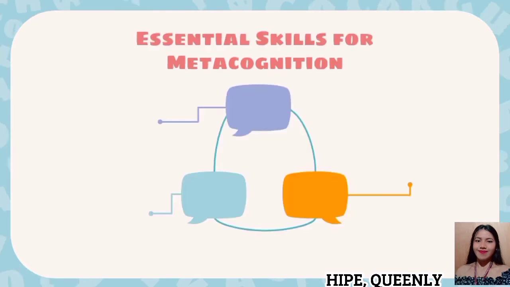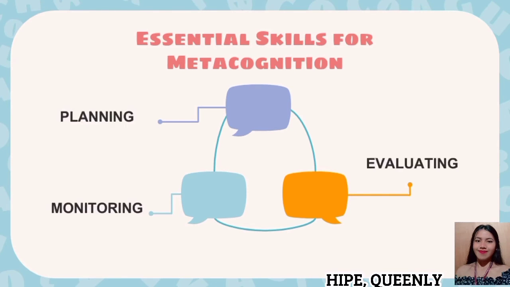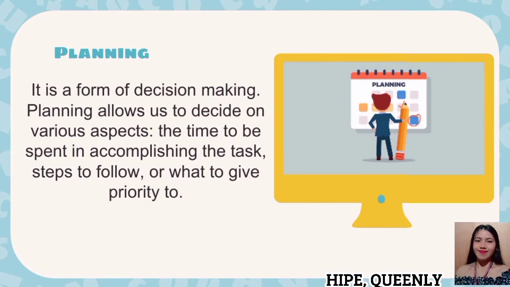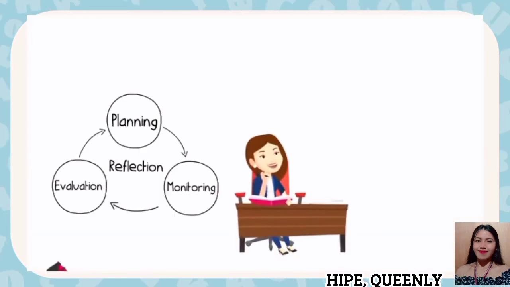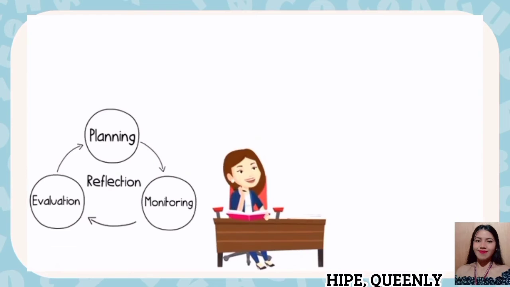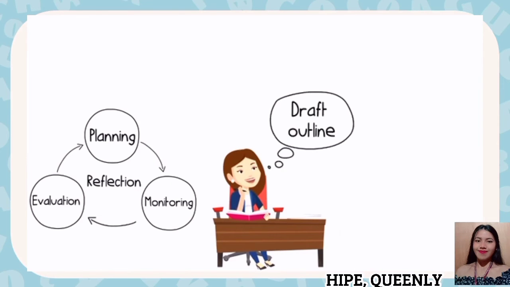Essential skills for metacognition: planning, monitoring, and evaluating. Planning. It is a form of decision-making. Planning allows us to decide on various aspects: the time to be spent in accomplishing the task, steps to follow, or what to give priority to. Let's say you are writing your first book. It wouldn't be a smart move to simply get on with the first chapter. Instead, you should plan out and draft the outline of the book.